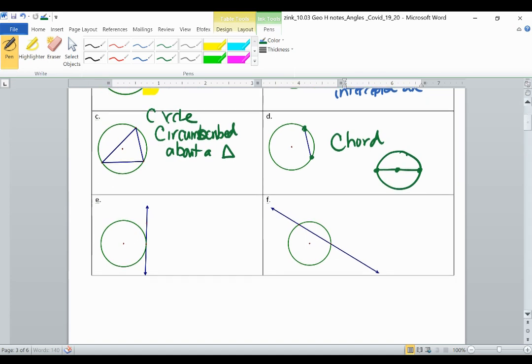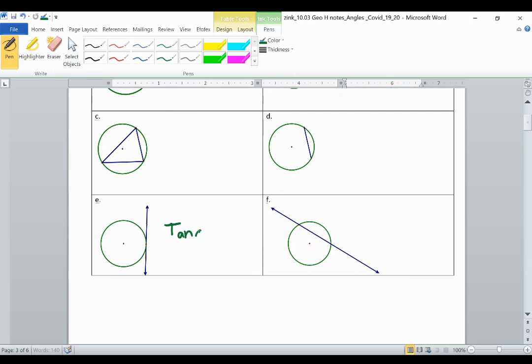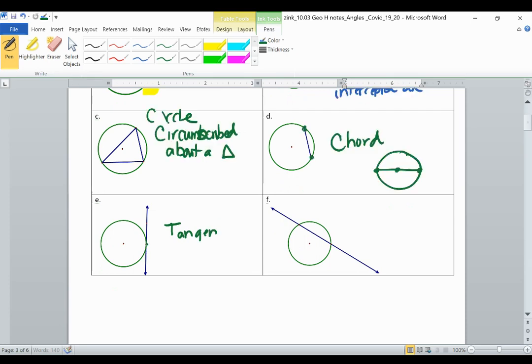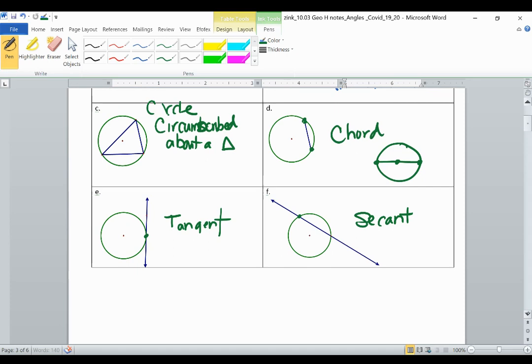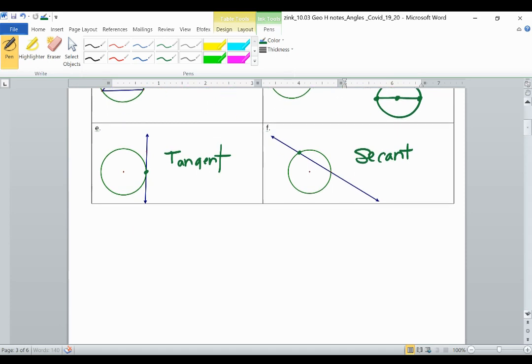This is a tangent to our circle, and a tangent is a line that hits the circle exactly once, so it just skims the circle right there. And this one is called a secant, and a secant line will cut through the circle, and it's a line, so it doesn't stop like a chord would, it continues outside of the circle. So those are some basic terms that you guys need to know.